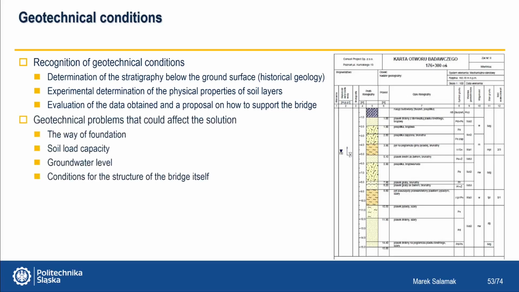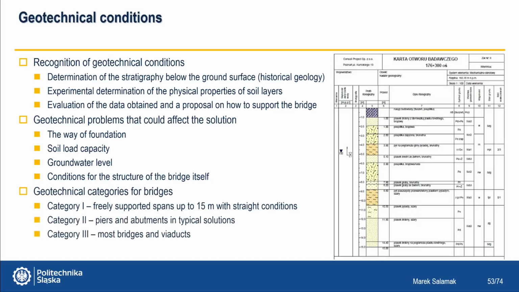Geotechnical problems may have an influence on the final type of foundation, like direct, indirect, shallow or deep, bearing capacity, groundwater level, the bridge structure itself, and the adapted static pattern. In fact, most of the bridges and viaducts fall into the third highest geotechnical category, which results from the complexity of the ground conditions, soil conditions, and the structure of the facility.